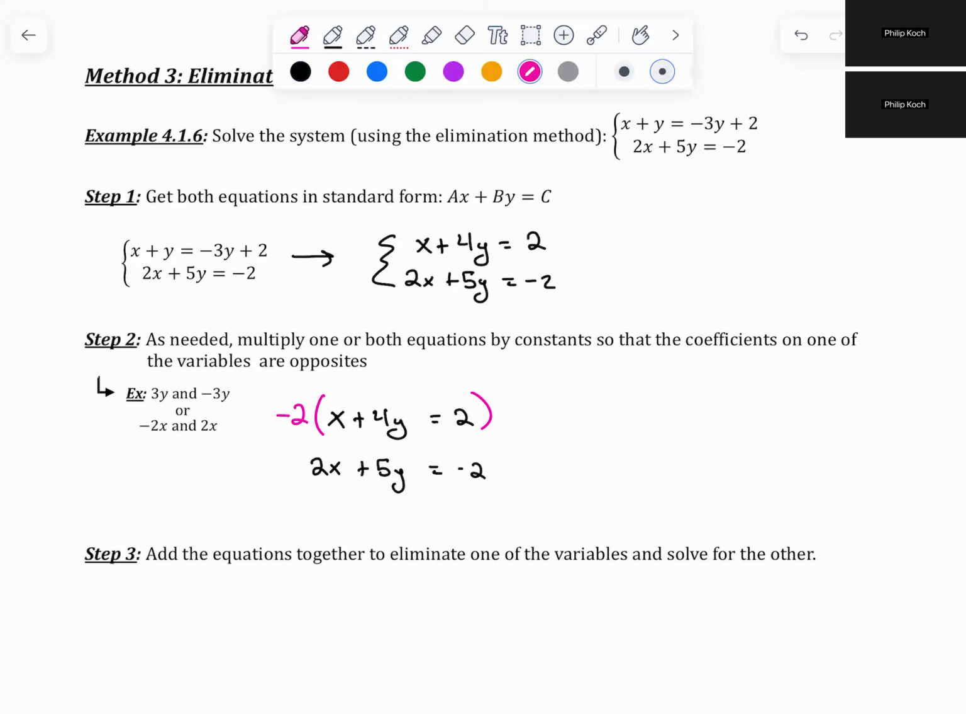Plenty of students have done this as well. That's okay too. You can multiply both sides, even though that kind of looks like you're raising it to the second power, the -2. You can do that as well.